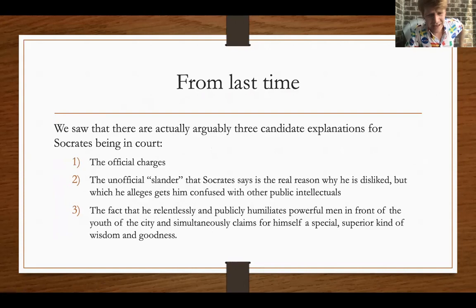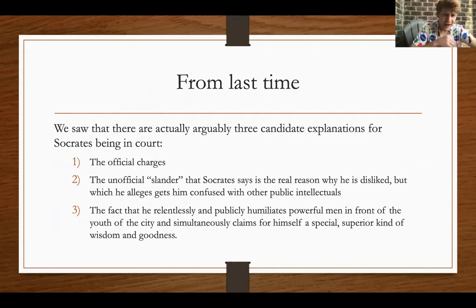All right, so from last time, we distinguished the official charges against Socrates from the unofficial or slanderous charges against Socrates, which is why he thinks he's being tried, right? These unofficial charges are distinct from the official charges, but since they can't stick him with the unofficial charges, they try to get him on the official ones. And so, according to Socrates, his accusers' motivation is these unofficial charges.